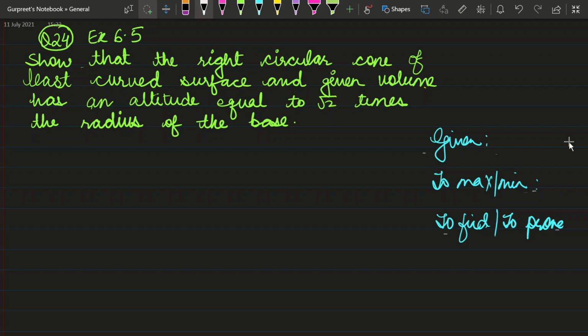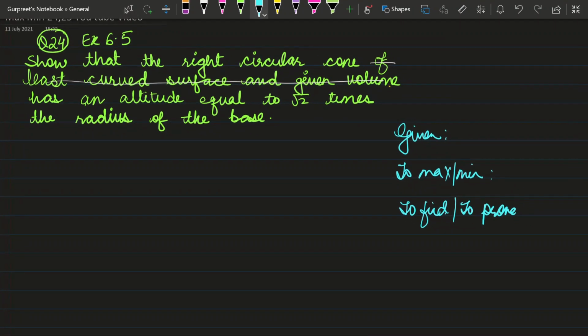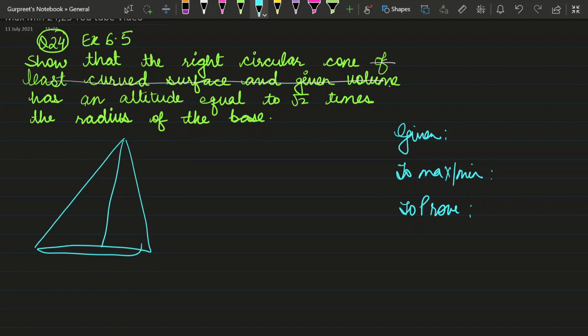Now one more thing, if I remove this phrase, I'm just removing this phrase and I'm reading the question again. Show that the right circular cone has an altitude equals to root 2 times the radius of the base, and it makes sense. It's a complete sentence. It means they are asking you to show, to prove that altitude, which is usually taken as h for the cone. This is h, this is r, and this is l. So h is equal to root 2 times the radius. So you have to prove this.